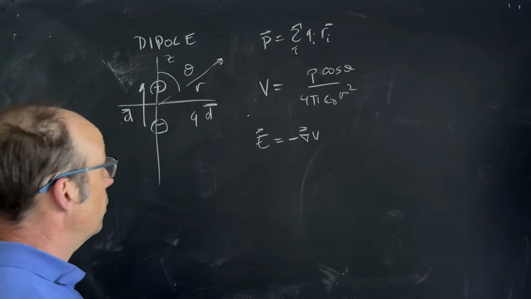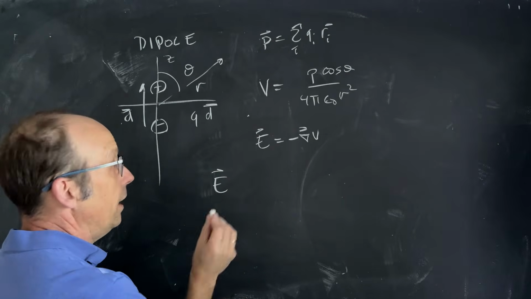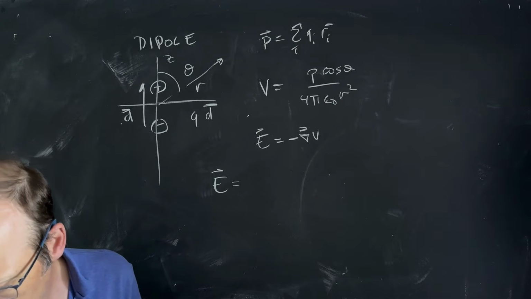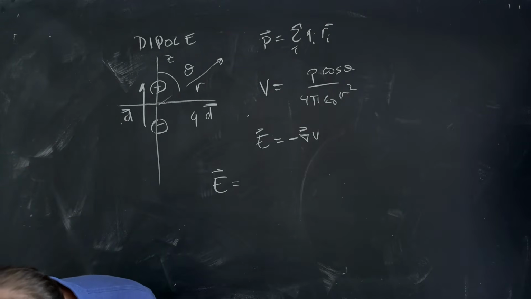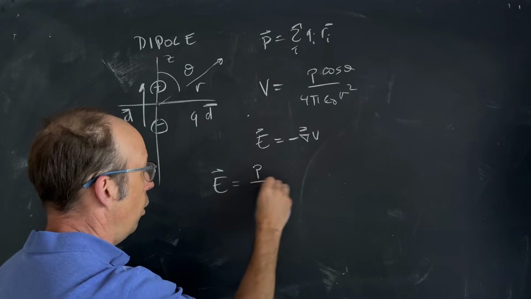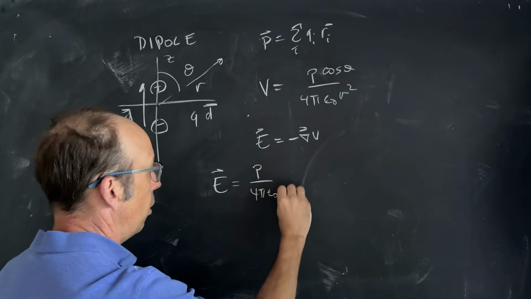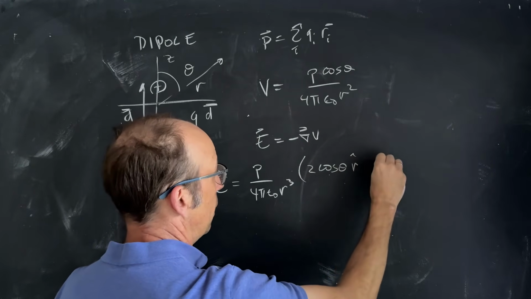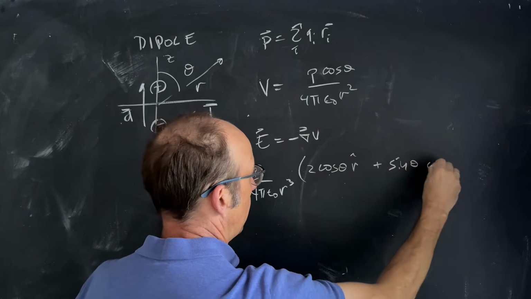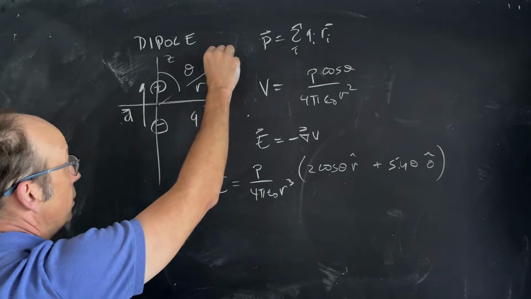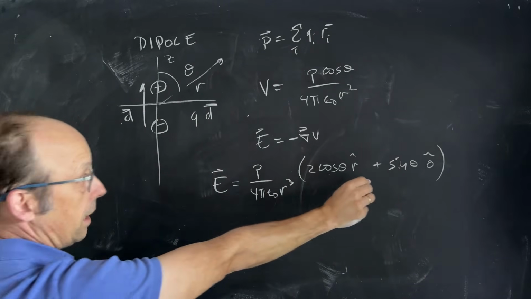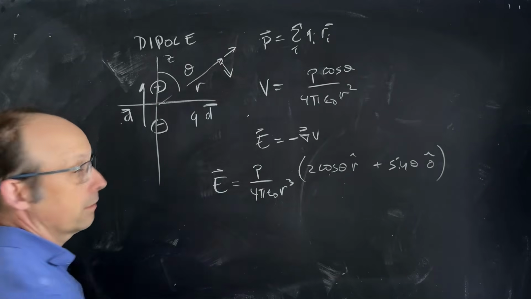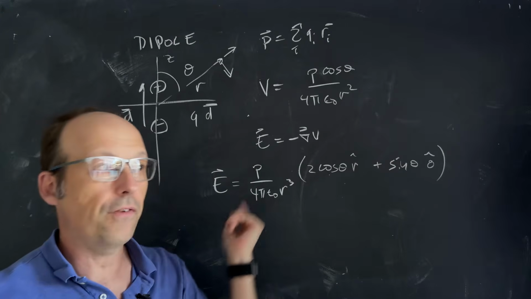But if you do that, you get the following. The electric field in spherical coordinates is, looking up P, is there a P? Yeah. P over 4 pi epsilon naught r cubed times 2 cosine theta r hat plus sine theta theta hat. So it tells you the direction here. In this case, theta hat is this way, r hat is that way. Okay, so you have a vector, and then the phi coordinate doesn't really matter.